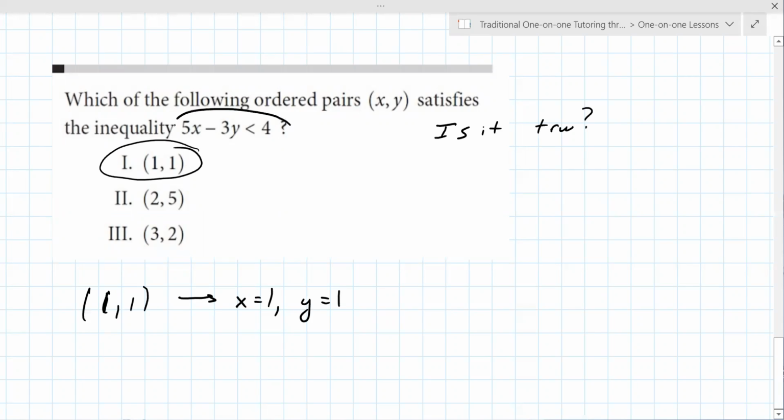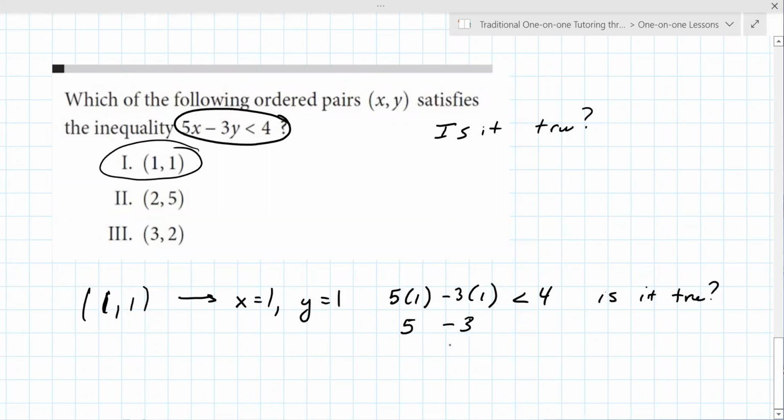Okay, so now we're going to take this inequality and substitute x equals 1 and y equals 1, and we're going to decide, is it true? How to do this, we have to multiply. What is 5 times 1? 5. Minus 3 times 1. What is 3 times 1? 3 times 1 is 3.